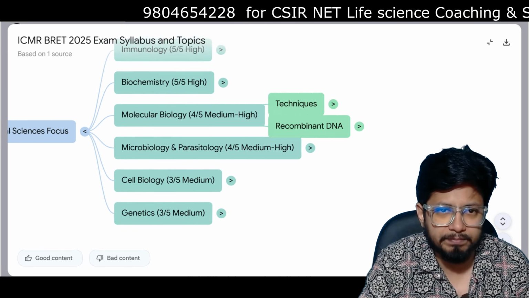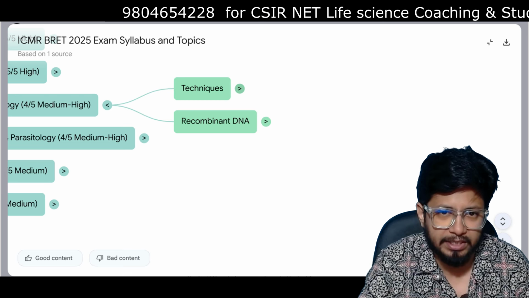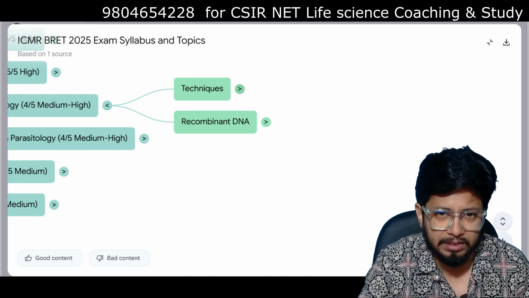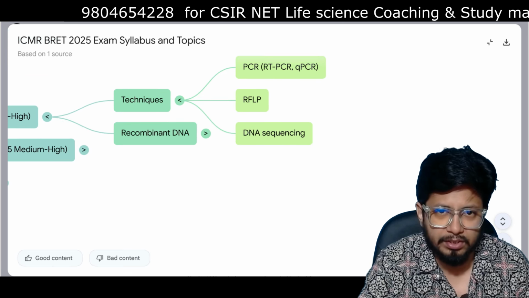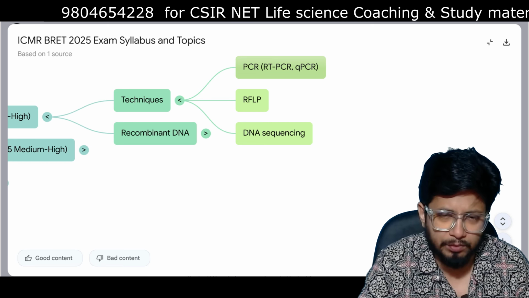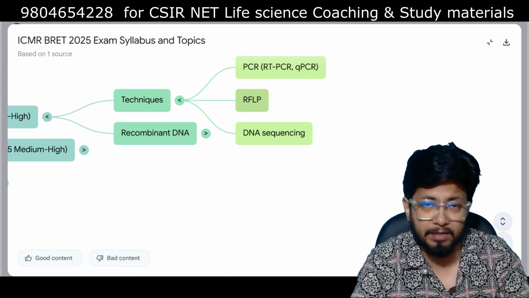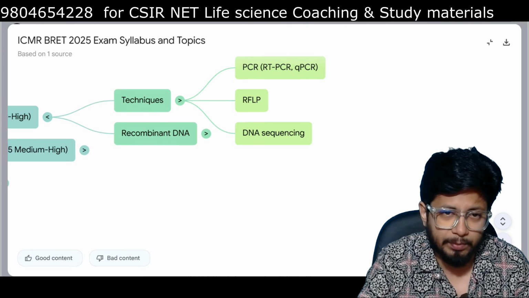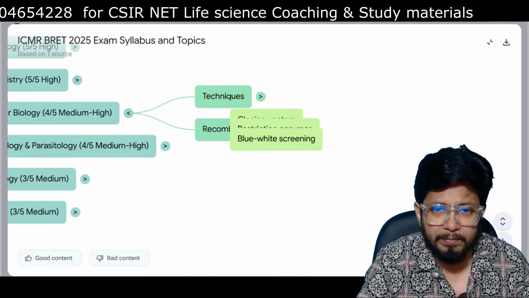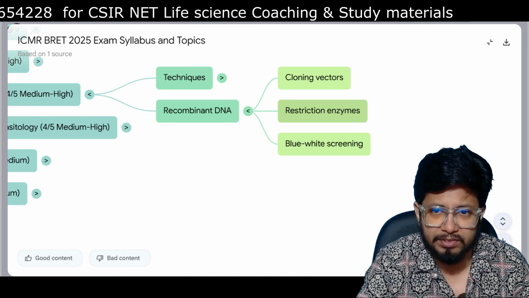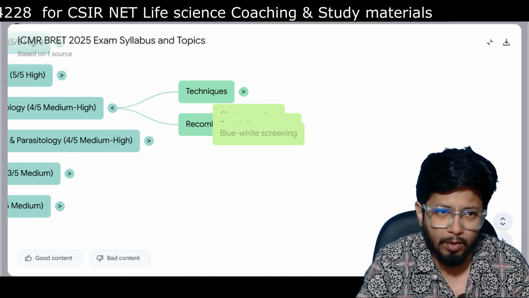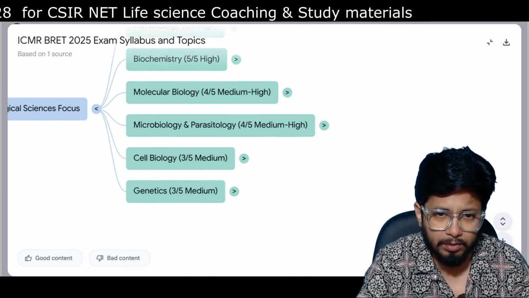Molecular biology, medium high importance. Here techniques, recombinant DNA technology is another important thing. So they ask questions related to PCR, RT-PCR, qRT-PCR, RFLP, different kinds of molecular markers like RAPD, RFLP, AFLP. DNA sequencing is also important. Recombinant DNA like cloning vectors, restriction enzymes, blue-white screening, also very important.